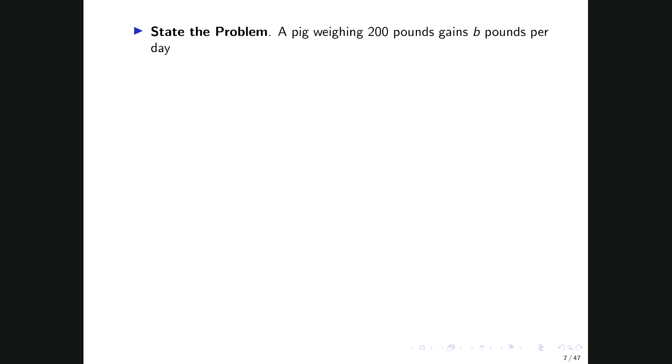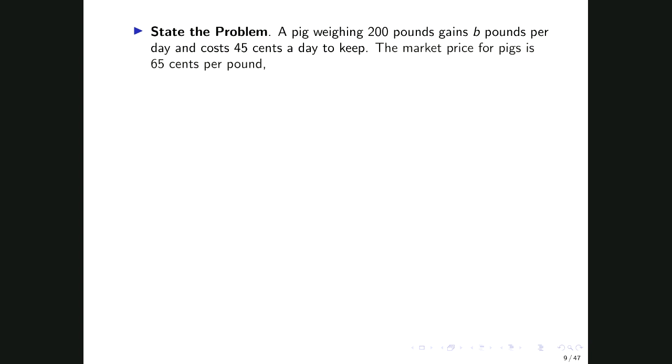and then interpret the solution. Here is the problem. A pig weighing 200 pounds gains b pounds per day and costs 45 cents a day to keep. The market price for pigs is 65 cents per pound, but it's falling r cents per day. When should the pig be sold?